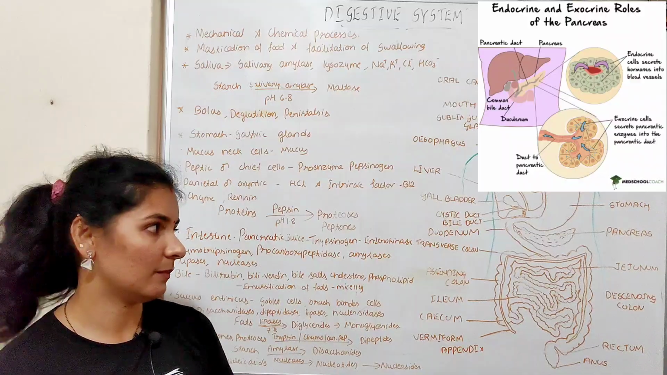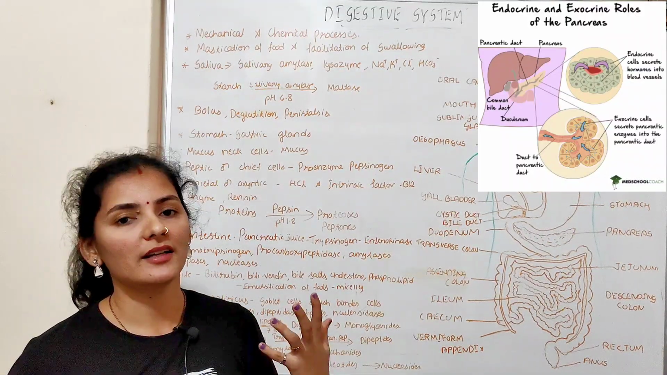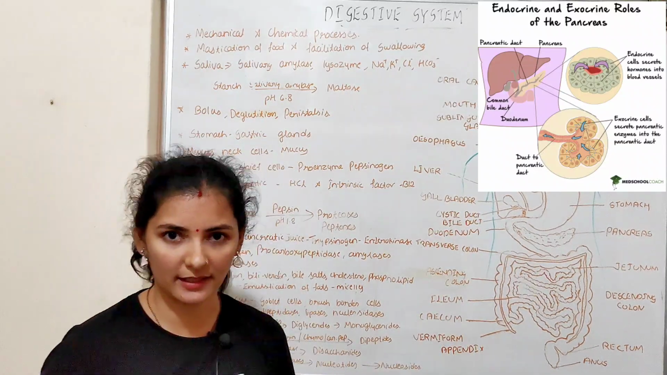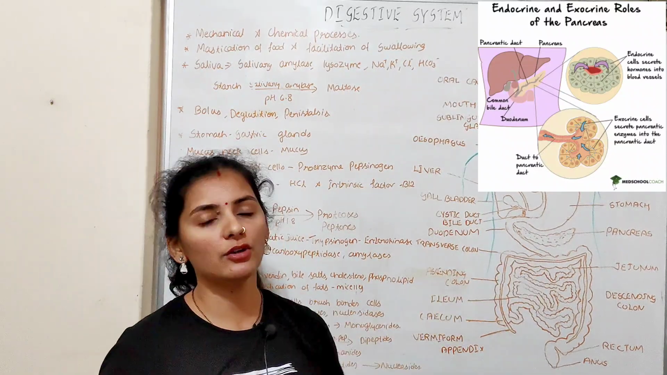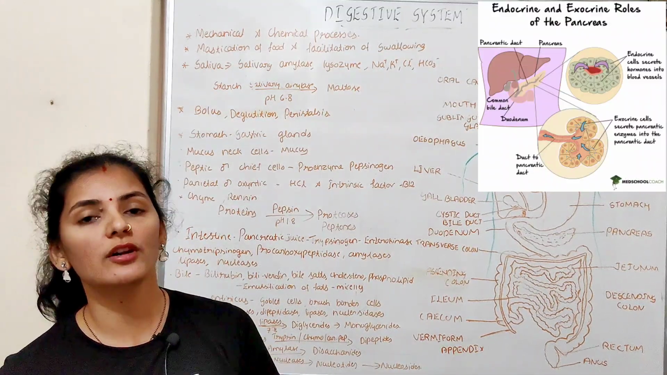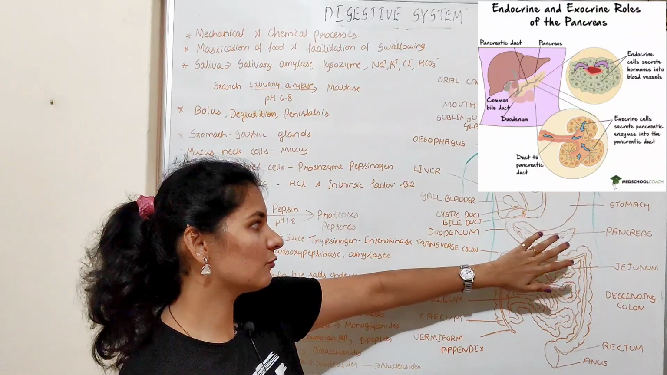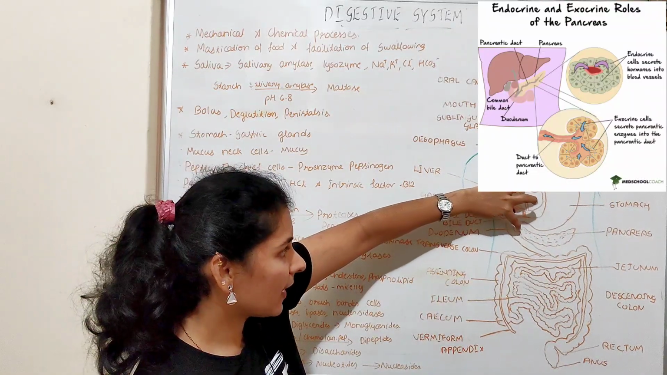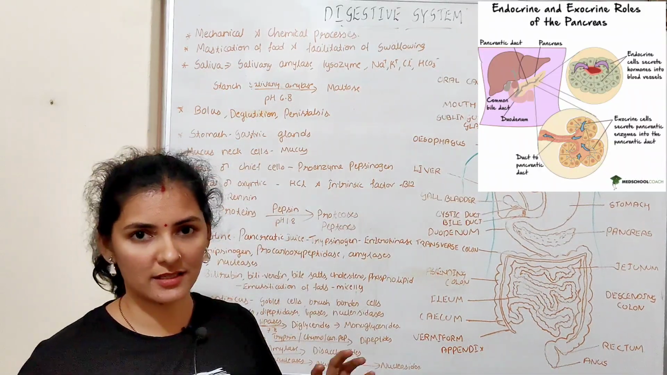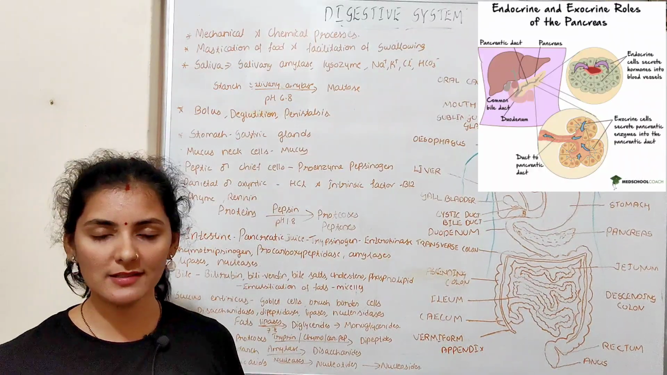And the exocrine part of the pancreas secretes alkaline pancreatic juice, which is conveyed to the duodenum through the duct known as the pancreatic duct. Whereas the endocrine part of the pancreas secretes hormones known as insulin and glucagon, which are directly conveyed into the bloodstream. So pancreatic juice from the pancreas enters the pancreatic duct, and from the pancreatic duct it enters the hepatopancreatic duct, through which it is secreted into the duodenum whenever it is required.